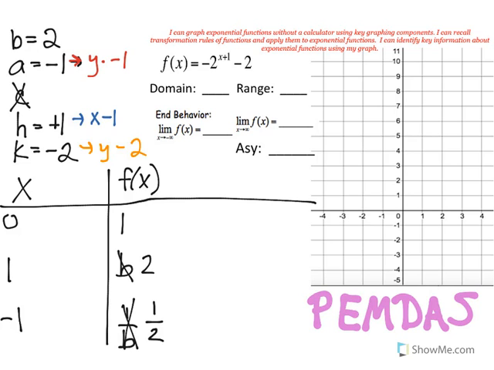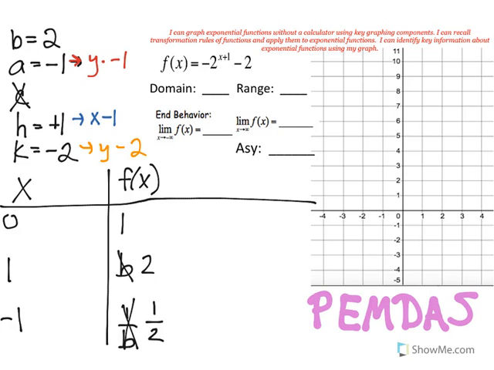That's a horizontal shift left 1, which means all of my x values have to move left 1, or x values have to be subtracted by 1. But then I also finally have a k term of -2. My k term tells me if my graph moves up or down. Since it is negative, it is moving down 2, which means all 3 of my y values need to go down 2 or be subtracted by 2.